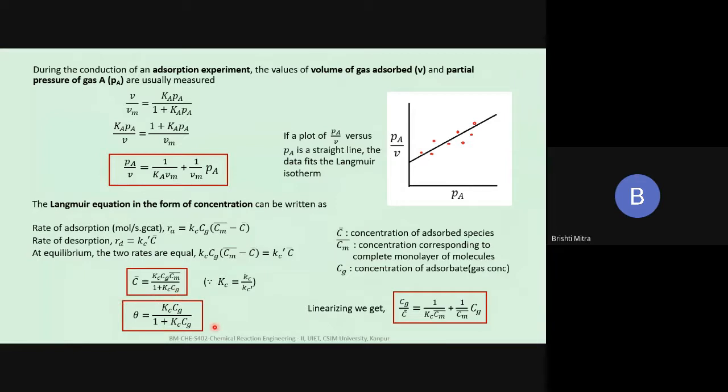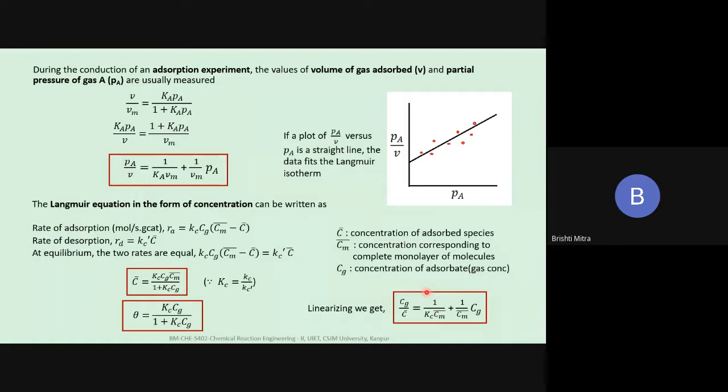And if I linearize this, what will I get? Cg by C bar is equal to 1 by Kc into Cm bar plus 1 by Cm bar into Cg. And if I plot Cg by C bar, which is my y in an equation of y is equal to mx plus c, and x is Cg. So if I plot Cg by C bar versus Cg, I will get my 1 by Cm bar as my slope, and 1 by Kc into Cm bar as my intercept.